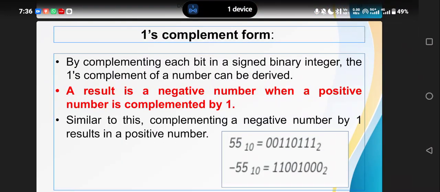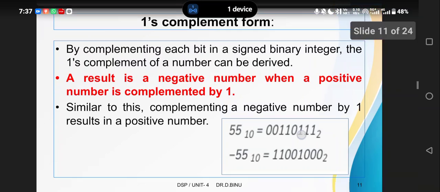In 1's complement form, by complementing each bit in a signed binary integer, the 1's complement of a number can be derived. A result is a negative number when a positive number is complemented by 1. Similar to this, complementing a negative number by 1 results in a positive number. For example, if 55 is the decimal number, taking its 1's complement gives minus 55.